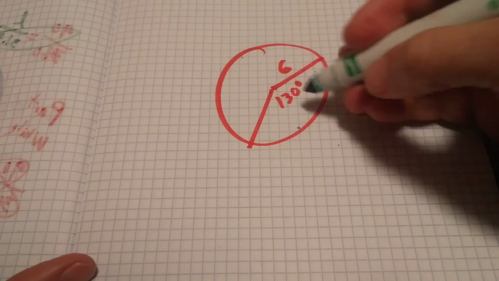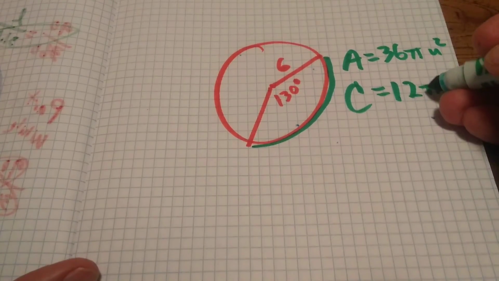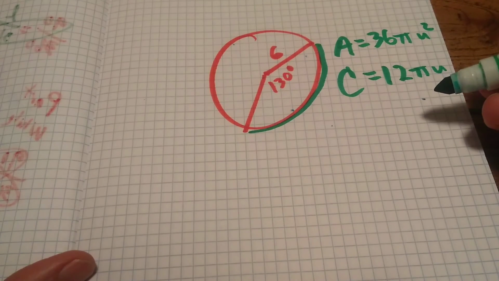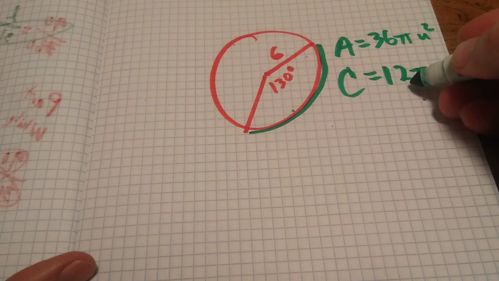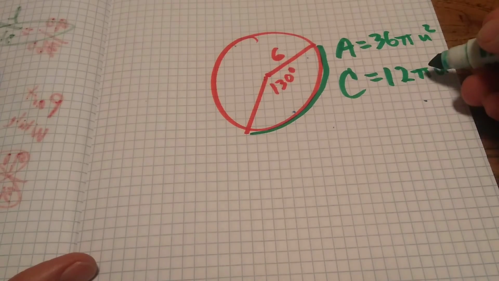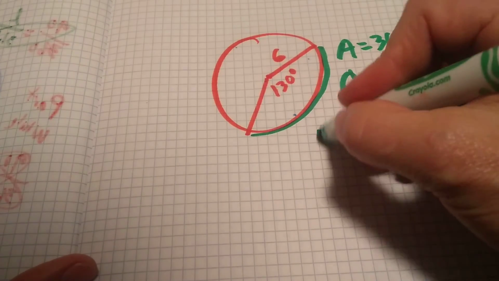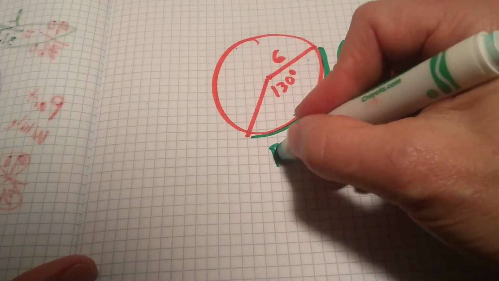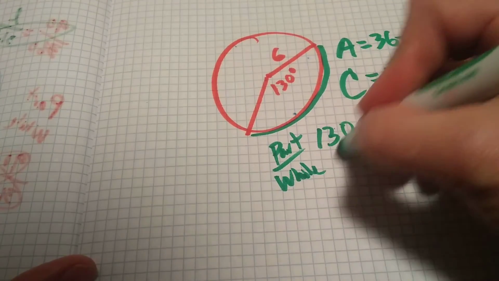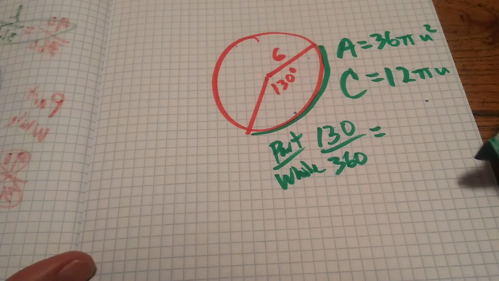So once again, I am looking for the circumference as well as the area. I'm going to do circumference first. This is about 1/3 of the circle. So I'm going to guess, well, 1/3 of 12 is 4. It's going to be about 4 pi, or if I use 3, about 12 in total. So 130 is my part over my whole, 360 degrees. That's going to be my fractional part.